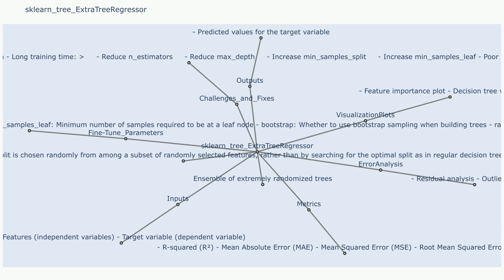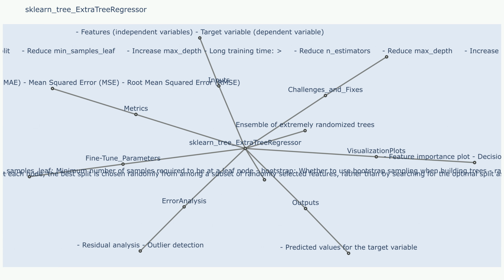Uncertainty methods: bagging. The ensemble nature of ExtraTreeRegressor inherently introduces uncertainty in the predictions. Feature importance: the feature importance scores provide insights into the model's reliance on specific features.